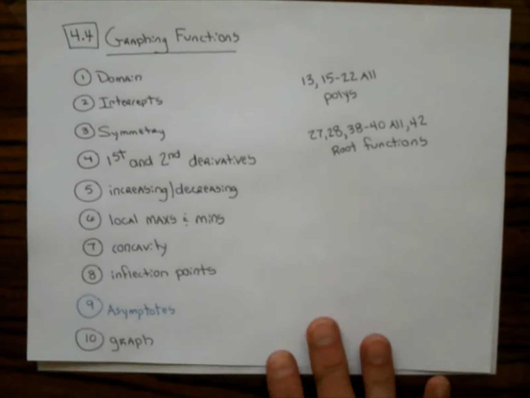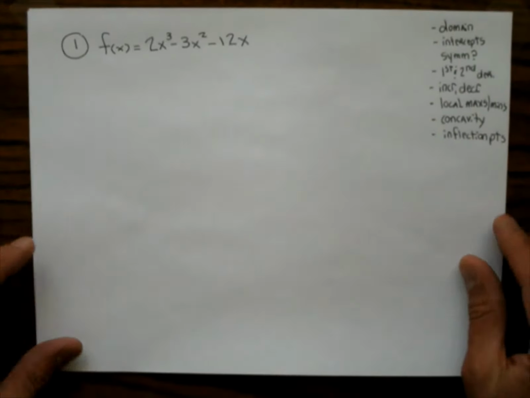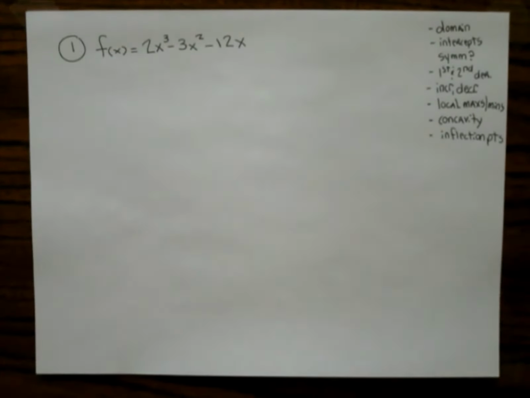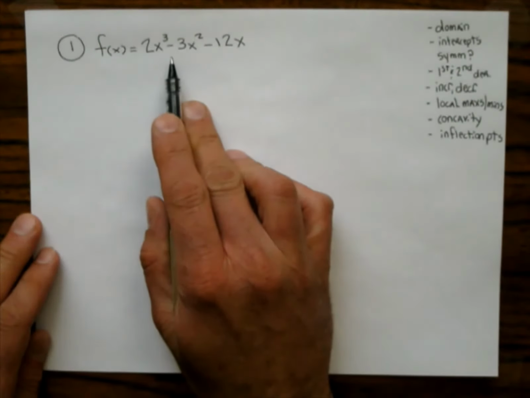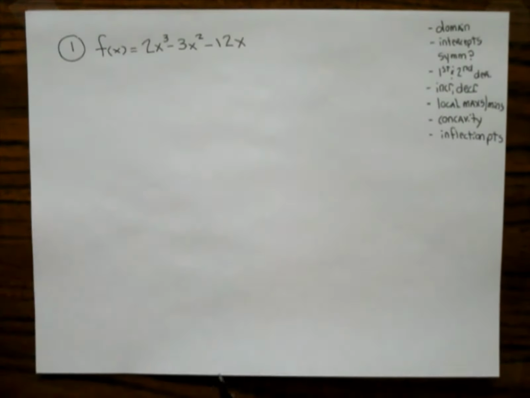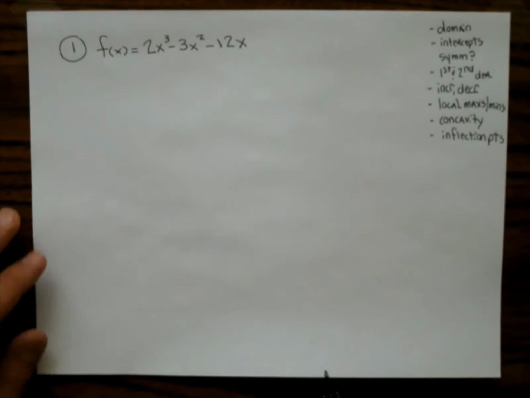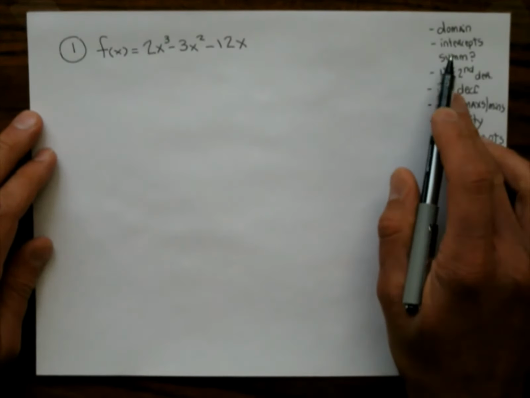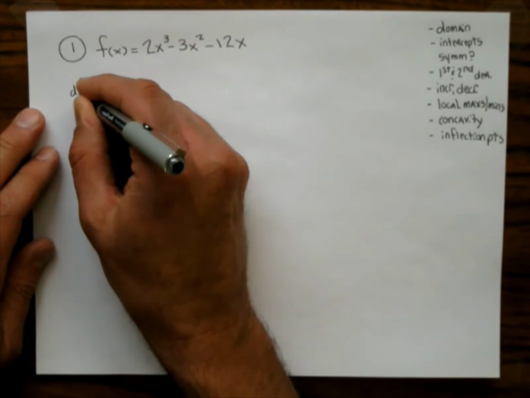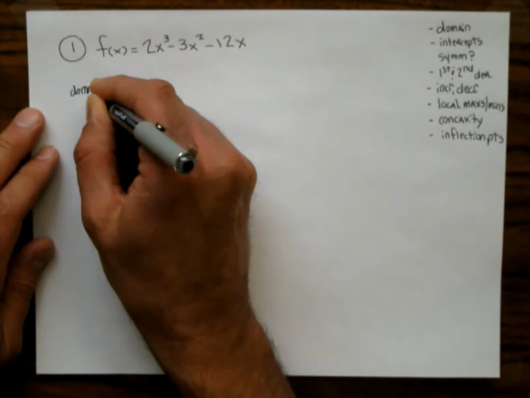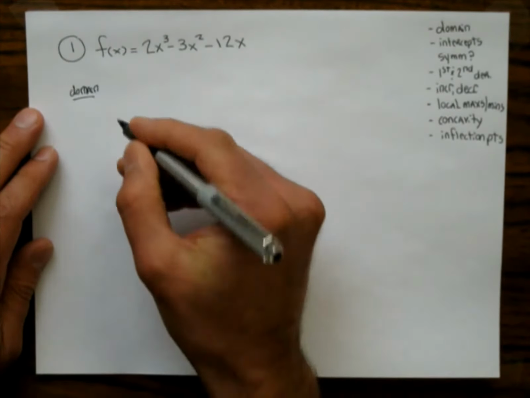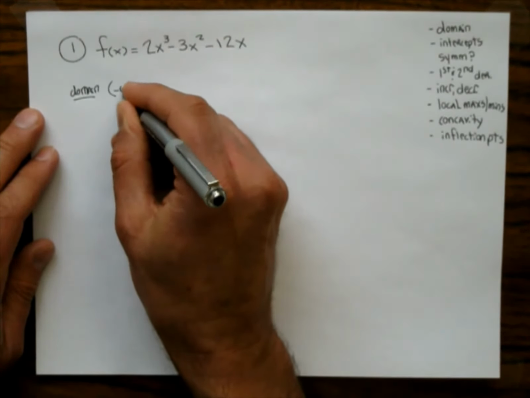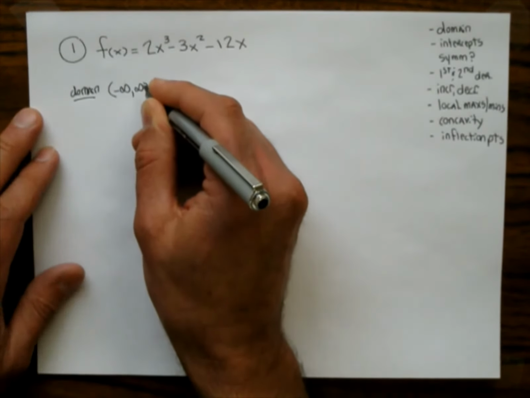We're going to go ahead and look at our first problem here. Our first problem says f of x equals 2x cubed minus 3x squared minus 12x. And this here is a polynomial. So if they asked for the domain, the domain happens to be anything. You can put any real number in there. And I'll put my domain in interval notation. So there's the domain.